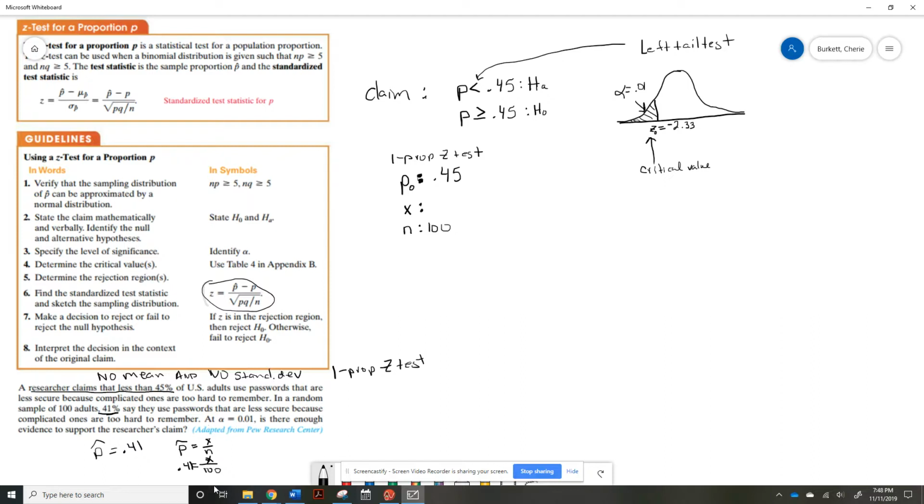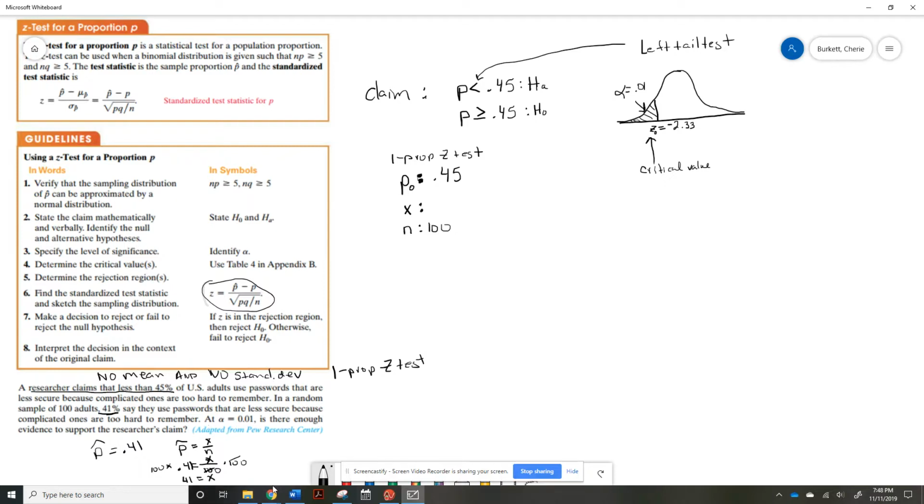This says x divided by 100. So we've got to undo the division by 100, so we multiply both sides by 100. Those cancel out, leaving x by itself. And then we have 0.41 times 100. That comes out to be 41 is equal to x.